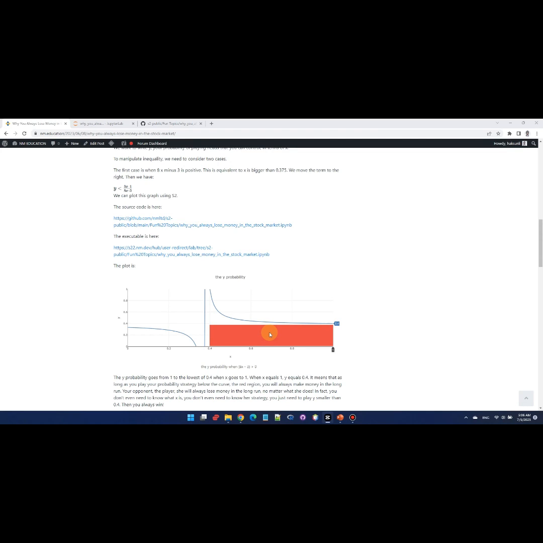In fact, you don't even need to know what x is. You don't even need to know her strategy. You just need to play y smaller than 0.4. Then you always win. The second case is when 8x minus 3 is negative.